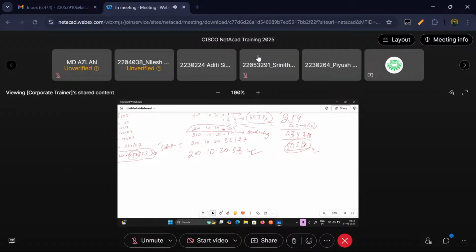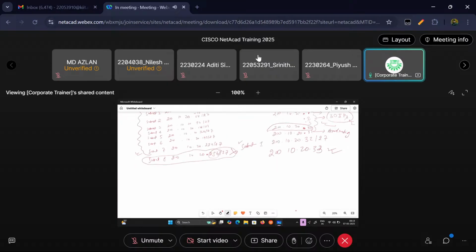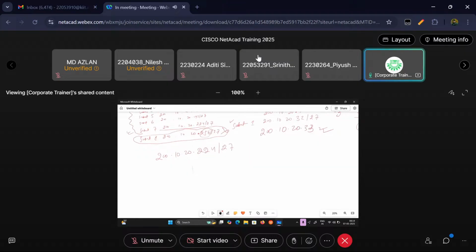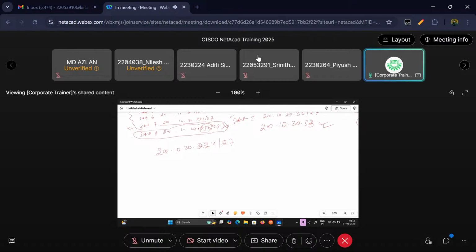254. Very good. So just see, my subnet 7 starts from this IP, 200.10.20.224. This is my network ID. Remember this, this is not a usable IP. This is one of my network IDs in the subnet, and it is used as the network ID.